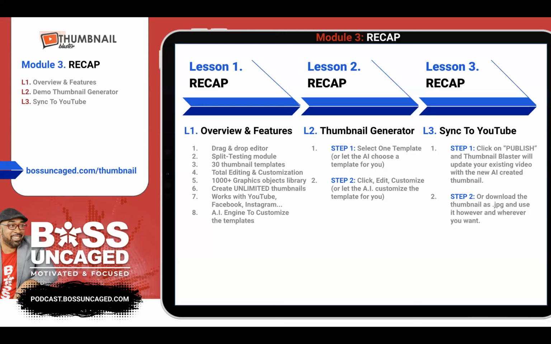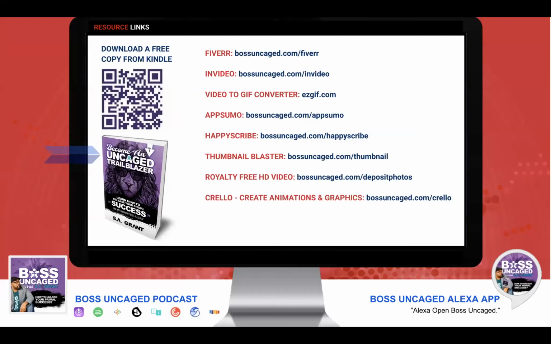The thumbnail generator is just simple. You just select your template, and then you go to step 2, which is just edit and customize it, right? And then step 3, which is lesson 3, is that you sync it to YouTube. And as you just saw in the last video, that took maybe less than 30 seconds once you get into a rhythm of doing these things, right? So again, resource links, everything that we used to create this was listed out here, right?